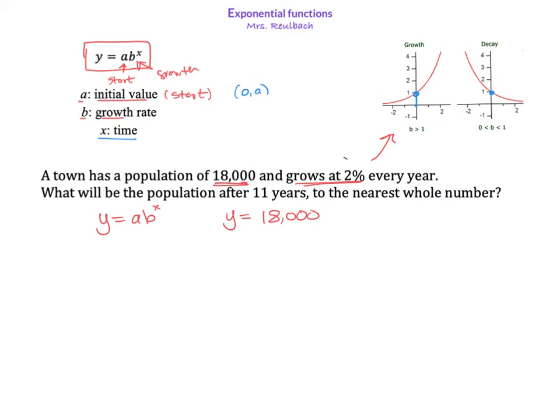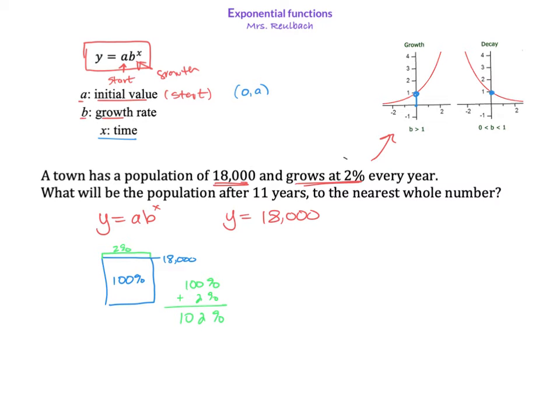Remember, we always start at 100. So our population was 18,000 people, and that at that point is 100%. And if you grow 2%, it is 100% plus 2%. And that gives us 102%.